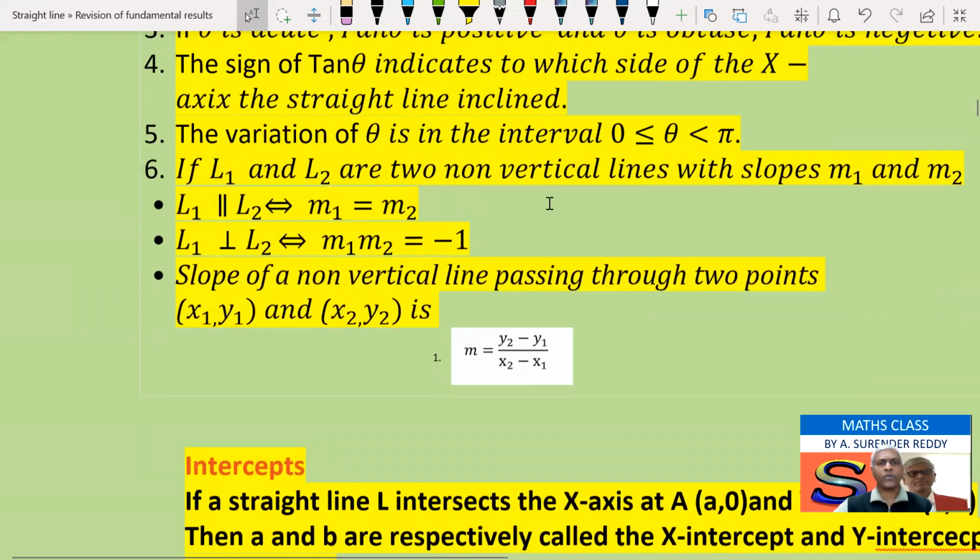If L1, L2 are two non-vertical lines with slopes m1 and m2, L1 slope m1, L2 slope m2, then L1 and L2 are parallel to each other if and only if m1 is equal to m2. That is, if the lines are parallel, then the slopes are equal. And if the slopes are equal, then the lines are parallel. For parallel lines, slopes are equal.